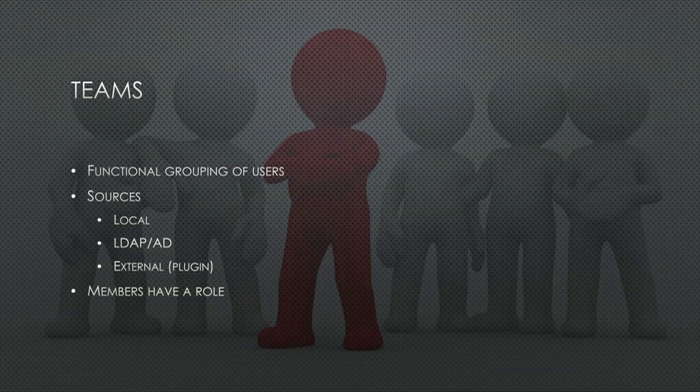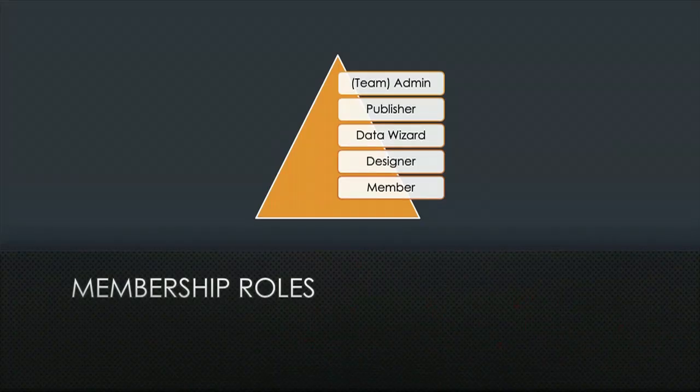And then within each team, those users who belong to the team have a particular role. And there are 5 main roles that a user can have. Starting at the bottom, which is the very basic type of role, is the member role. Then above that is designer, data wizard, publisher, and then the team administrator or admin, which is not to be confused with the Informer admin. That does not give them system administrator privileges. We'll see what it gives them a little bit later on.